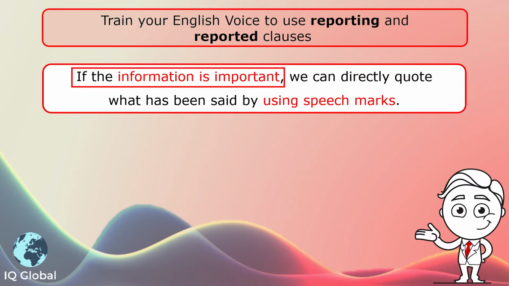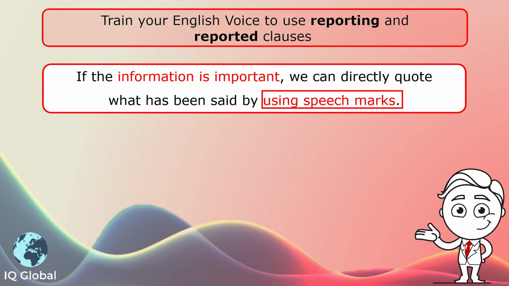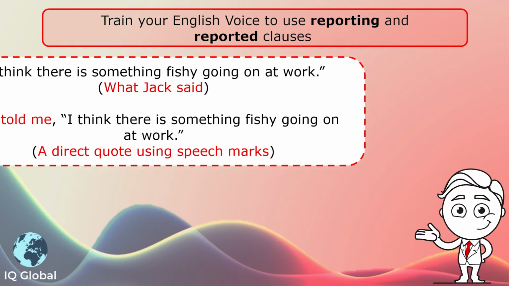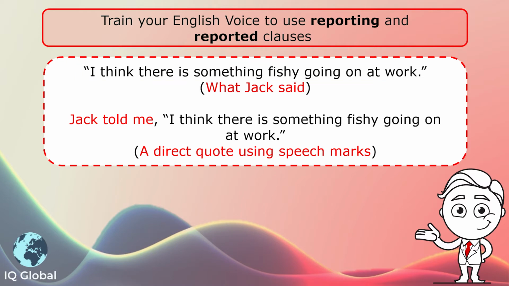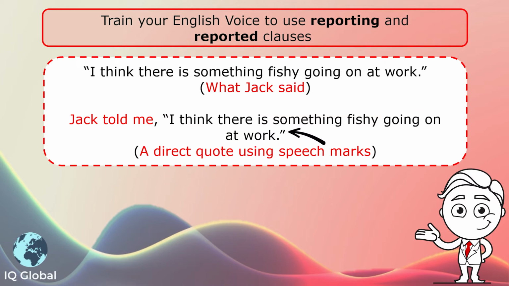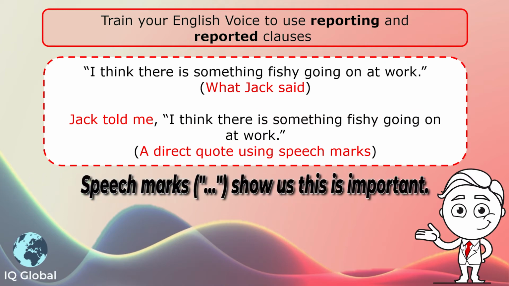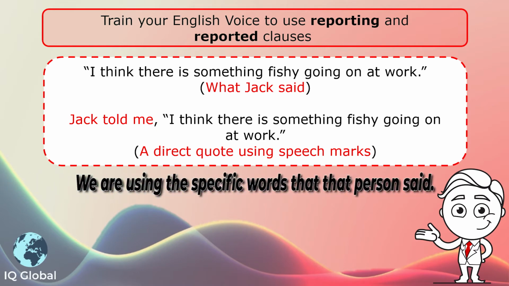If the information is important, we can directly quote what has been said by using speech marks. So the first sentence is what Jack said: "I think there is something fishy going on at work." Now, because this is important, when we are reporting this, we say Jack told me, and then we use the speech marks: "I think there is something fishy going on at work," and then we close the speech marks. This shows that it's very important and that we are using the specific words that that person said. It's not our own words.